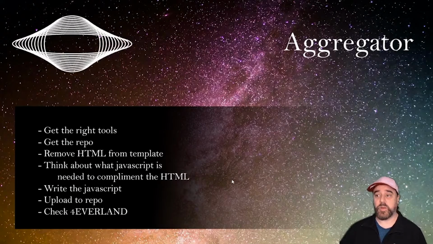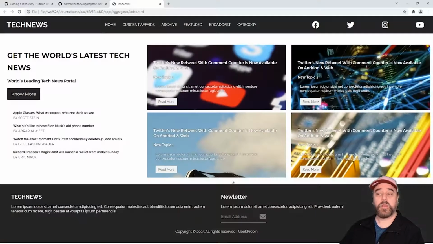So now we need to think about what JavaScript is needed to complement this HTML that we have. So we need a function that's going to format this and this for each item that we drag in from the internet, from somewhere else.